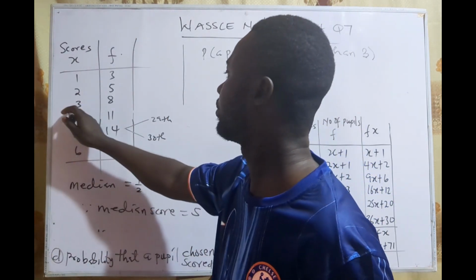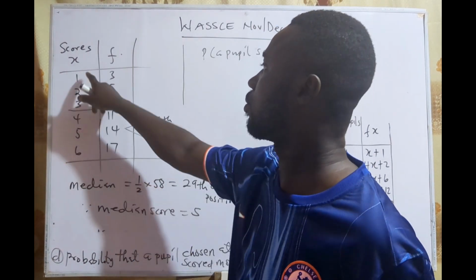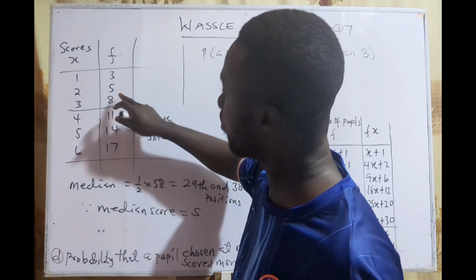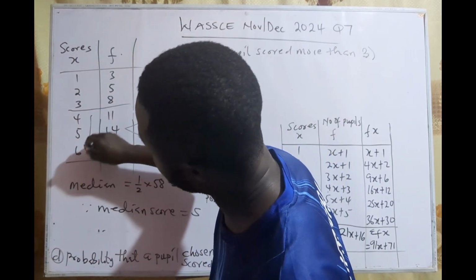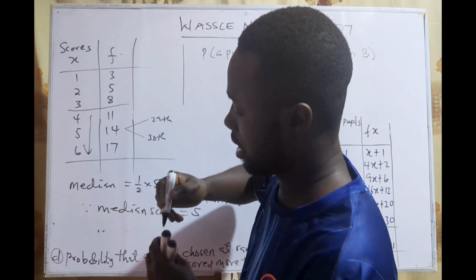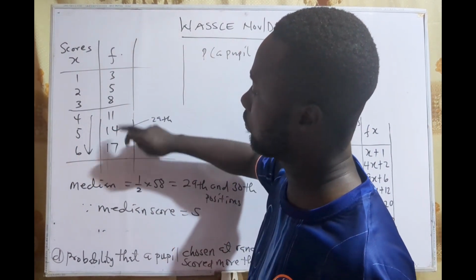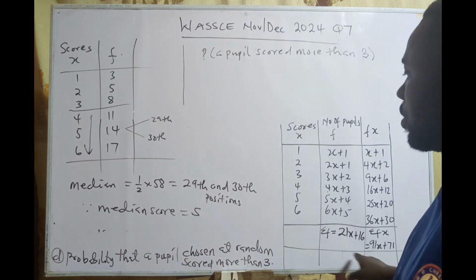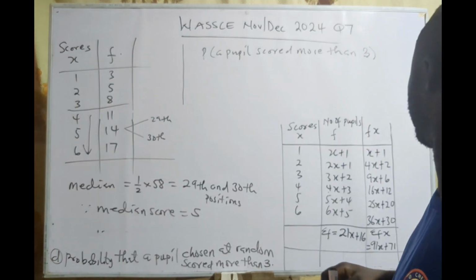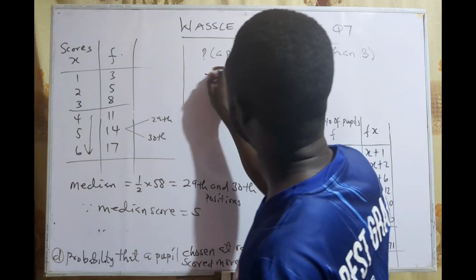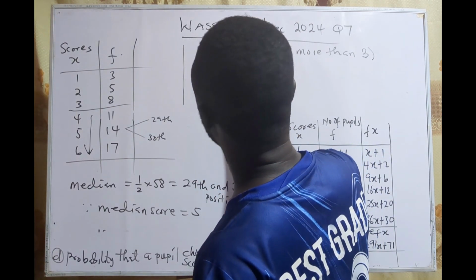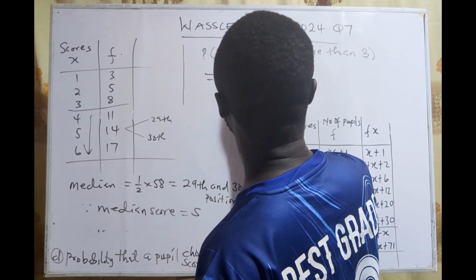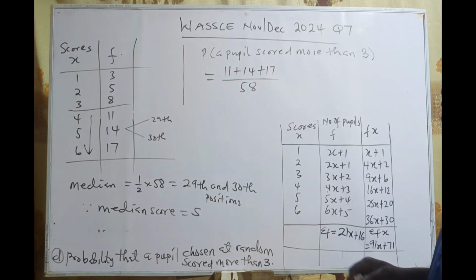Here, if you look at the table, those who scored 1, 3 people, 2, 5 people, 3, 8 people. Those who scored more than 3 are from 4 to what? From 4 to 6. It means there are 11 people plus 14 plus 17. Then divide by the total frequency, which is 58. So the probability gives us 11 plus 14 plus 17 all over the total frequency, which is 58.